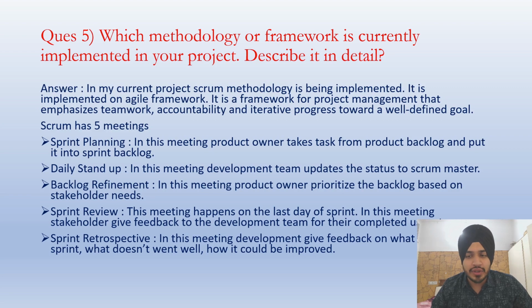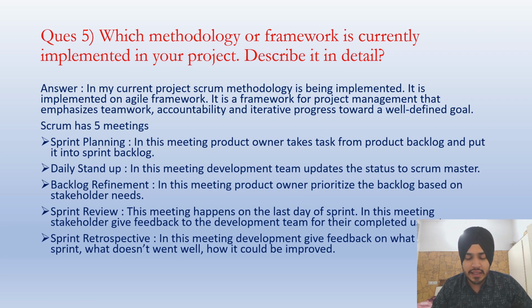It is a framework for project management that emphasizes teamwork, accountability, and iterative progress towards a well-defined goal. Scrum has 5 meetings. Sprint planning. In this meeting, the product owner takes tasks from the product backlog and puts them into the sprint backlog. And even the story points are discussed in this meeting.